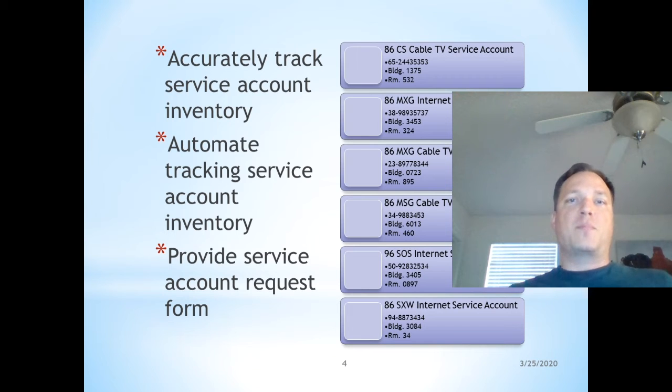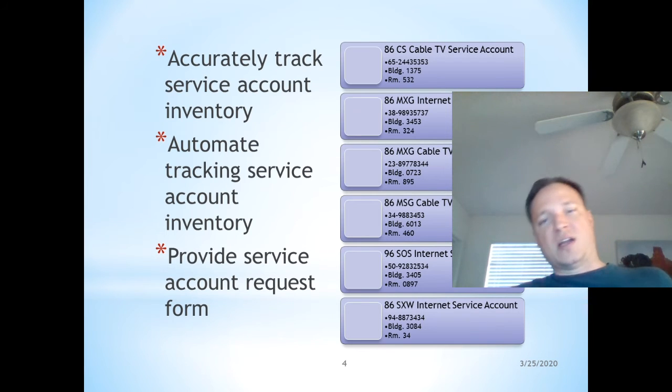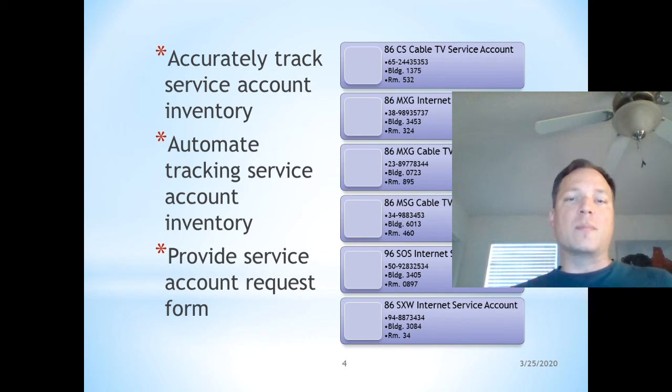Its primary purpose is to create an accurate inventory, or accurately track service accounts, on Eglin Air Force Base. This will be done in an automated fashion by first providing the media control officers with a form. The form will capture everything about a service account, like what building it's going in, what room it's going in, a point of contact, the type it is, what options you've chosen for the service, and so on. So it captures everything in this form.